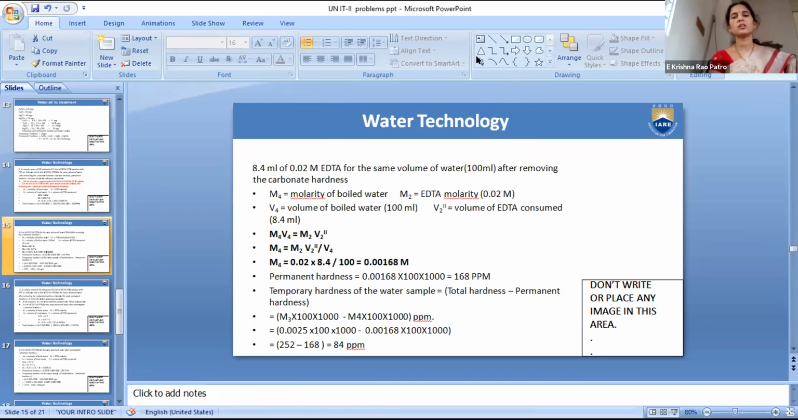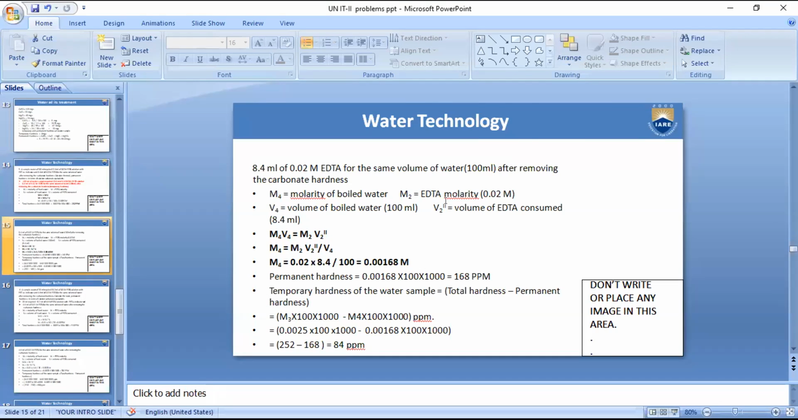Now students, tell me what is the total hardness for this problem? How much did you get? 252 ppm. Permanent hardness 168. Okay, so what formula will you use to find total hardness? M3V3 is equal to M2V2 dash. For permanent hardness, M4V4 is equal to M2V2 double dash, to find EDTA molarity. Total hardness, you told me M3V3 is equal to M2V2 dash. Permanent hardness, you told me M4V4 is equal to M2V2 double slash.